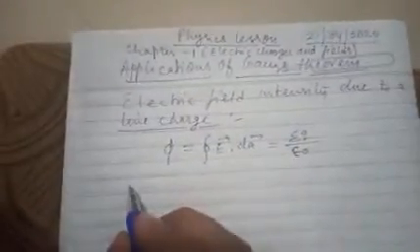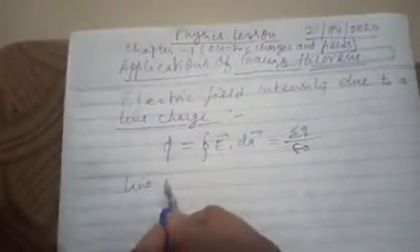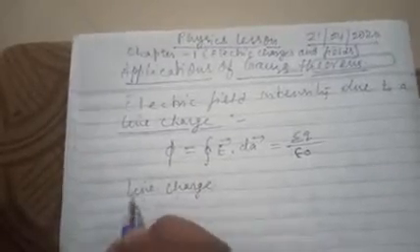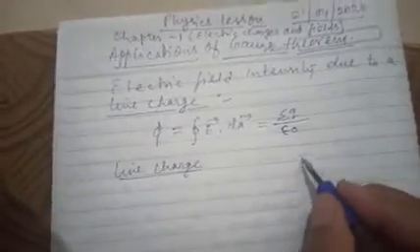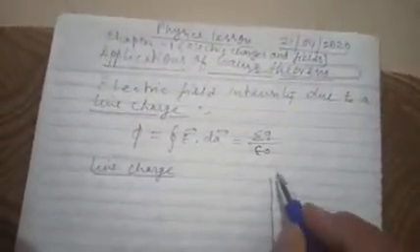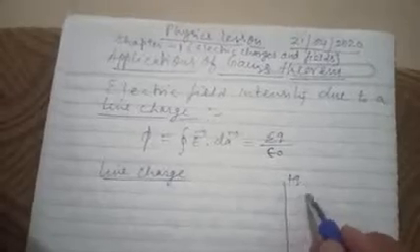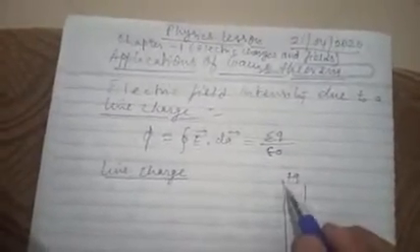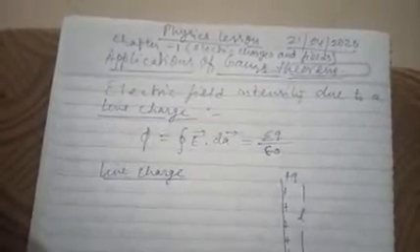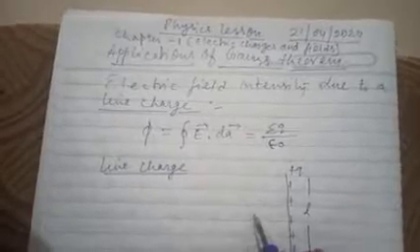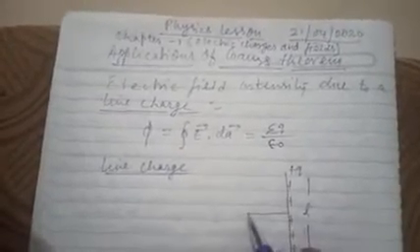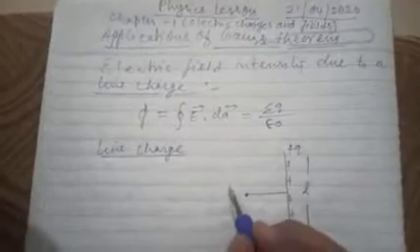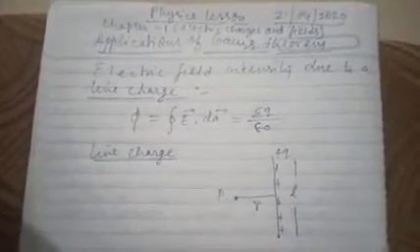Let us say we have a line charge. Line charge means charge is distributed uniformly over a line, that is over a wire, and we give it a plus q charge. L is the length of this wire. So this plus q charge distributes uniformly over this wire, and due to this line charge we have to calculate electric field intensity at point P, which is r distance away from the wire.